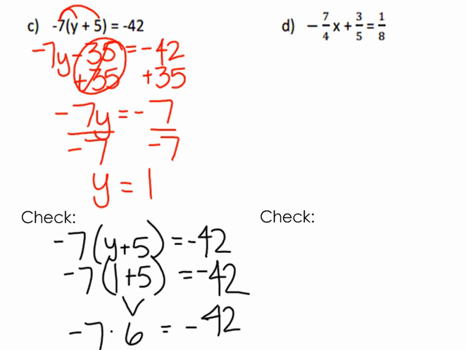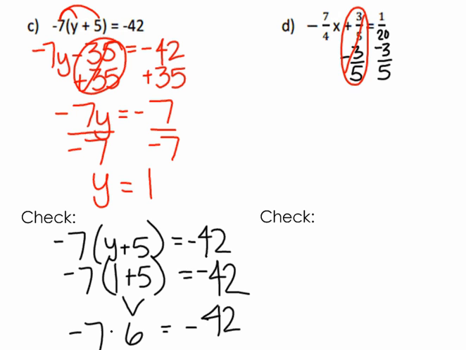All right, part D, we have some fractions. So this was negative 7/4 x plus 3/5 equals 1/20. I'm going to begin by subtracting 3/5 from each side, so I'm still going to take care of the constant first. So here is the zero pair.